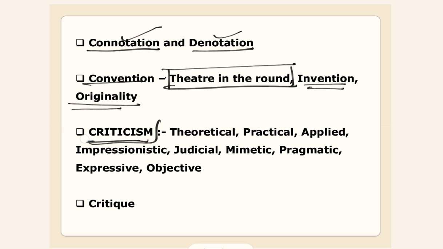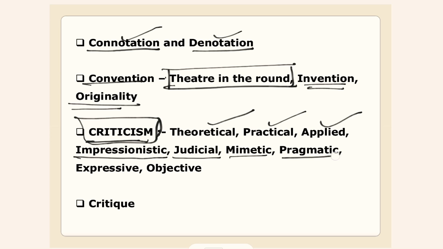And in criticism, we see different types of criticism. Like theoretical criticism, practical criticism, applied criticism, impressionistic criticism, judicial criticism, mimetic criticism, pragmatic criticism, expressive criticism, and finally objective criticism. Dear aspirants, please remember in the assistant professor exam, they have clearly mentioned introduction to criticism and types. So all these types of criticism you must study in detail. For that reason, I will bring videos that will be very helpful.